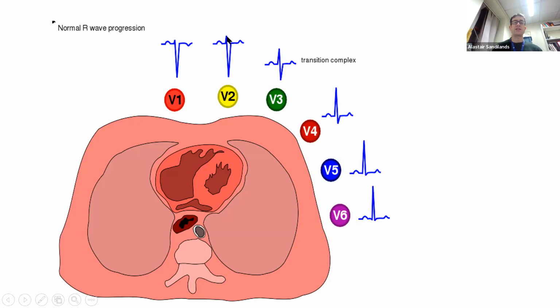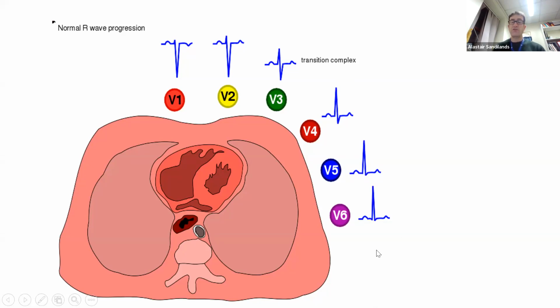The R wave starts to get bigger, and there's still a big S wave. Then we have something called the transition complex, where the R wave equals the S wave. So the positivity equals the negativity. This is the transition, which should be at V3. And then definitely V4, V5, V6 in a normal heart should all be positive.